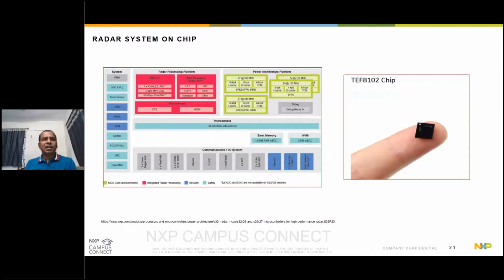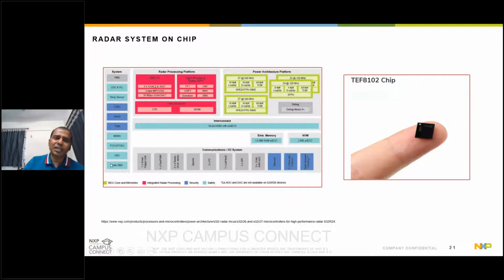And this is a typical radar system on chip. If you see here, there is a radar processing platform where the entire analog part sits, and there is a digital processing domain where the central processing units sit, and this is the bus to communicate with various peripherals here.